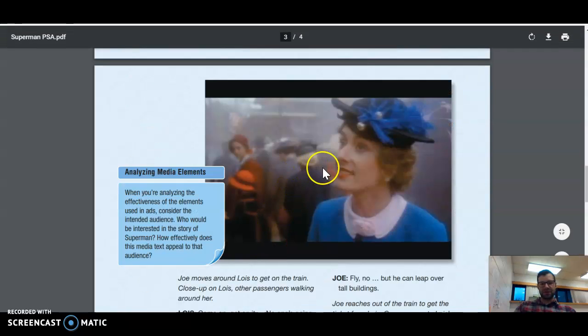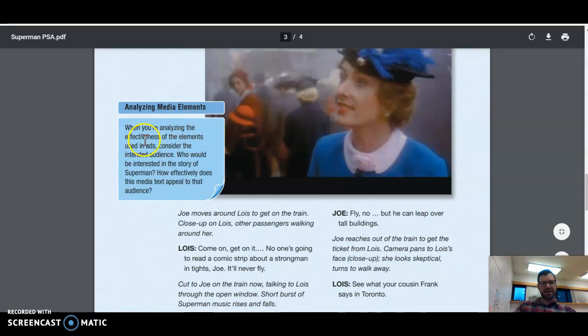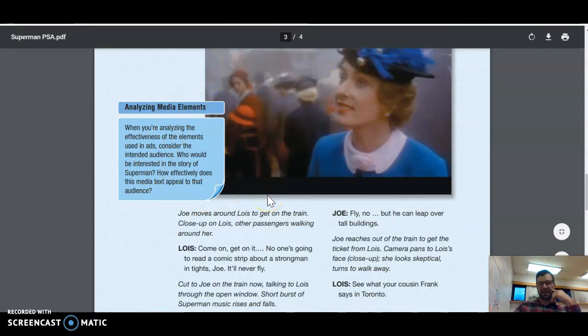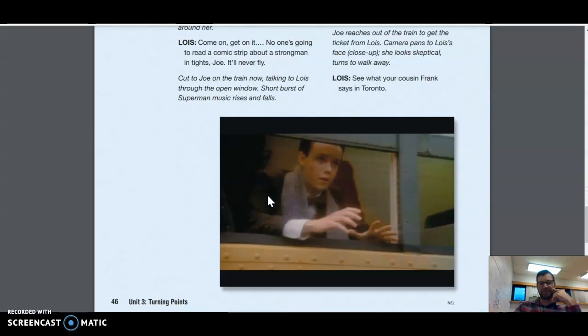So go down a little bit further. When you are analyzing the effectiveness of the elements in ads, consider the intended audience. Who would be interested in the story of Superman? How effectively does this media text appeal to that audience? Well, Superman fans and any comic book fans are going to be interested in this. It's the origins of where the thought of Superman came from. And anyone who's interested in Canadian history would be interested in this as well, as it's telling us a little bit about our Canadian history.